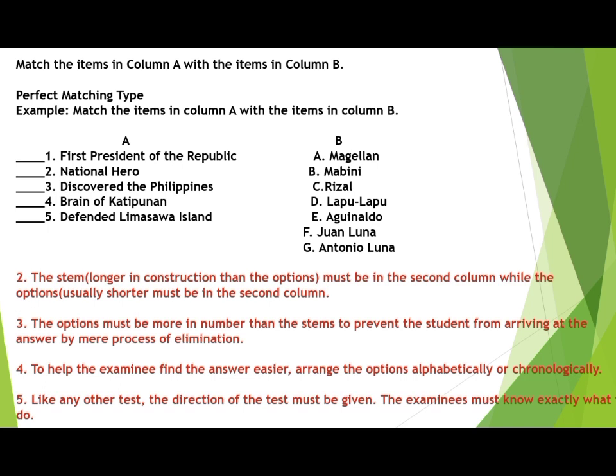Okay, number 5. Like any other test, the direction of the test must be given. Examinees must know exactly what to do. So, syempre, dapat may instruction. Every test, may instruction din man. So, because we all know, instruction is part of the test. So that, ang estudyante makabalo man sila kung ano ang exactly nga dapat himuon. So, amo na siya ang about sa matching type.